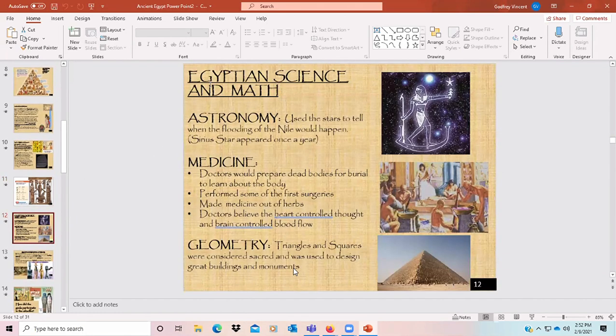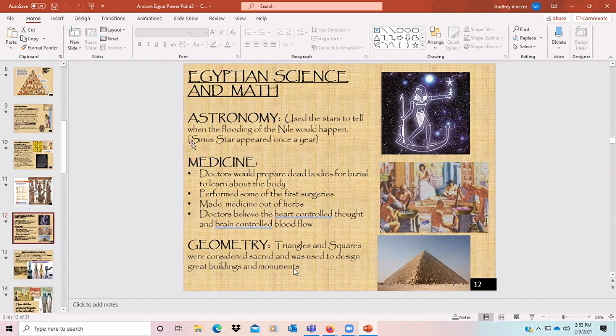Like every society, Egyptians engage in science and mathematics. Just like in Mesopotamia, we saw science and mathematics. Here we will see the Egyptians using science. They use astronomy. They use the stars to tell when flooding of the Nile will happen.